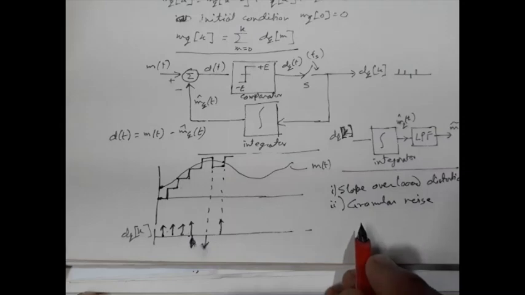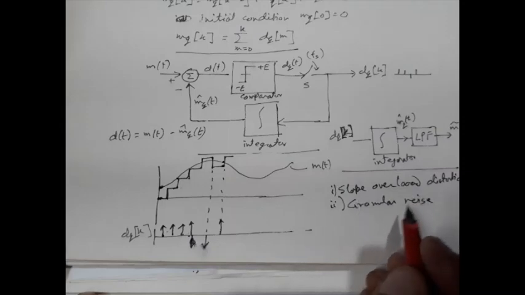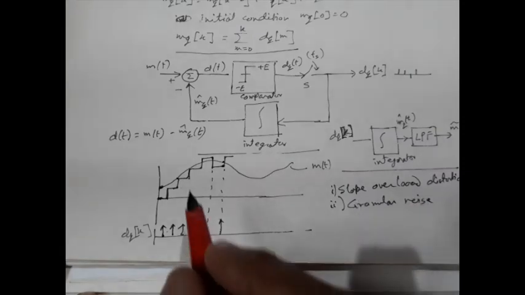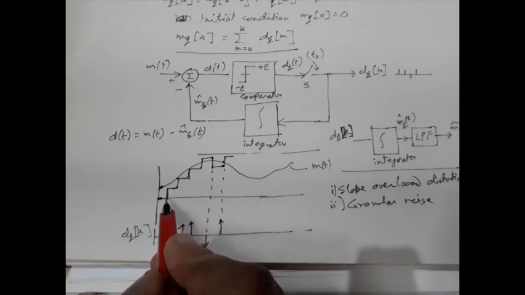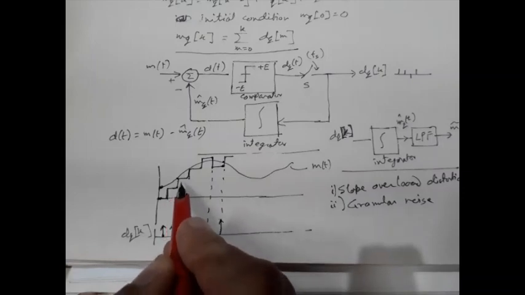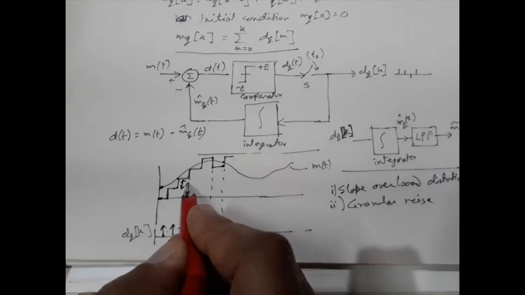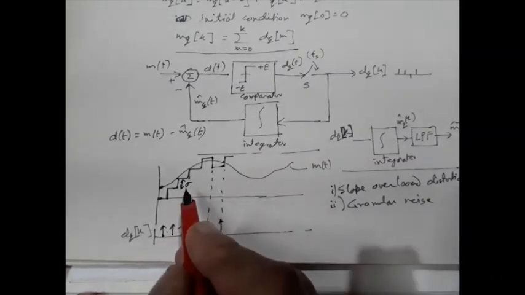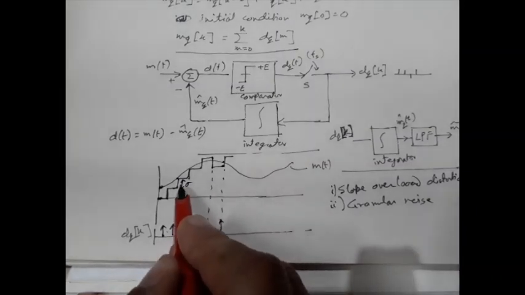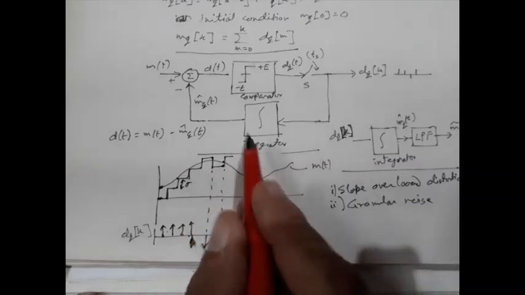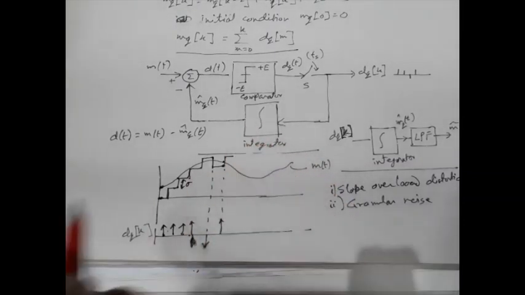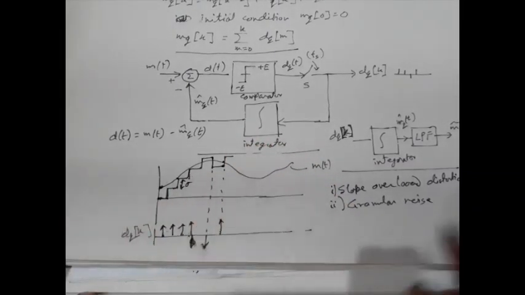So let us see what is the meaning of slope overload distortion and granular noise. Generally, if you call this step size sigma, then the sigma is constant for a particular circuit. The sigma is constant, the step is constant.